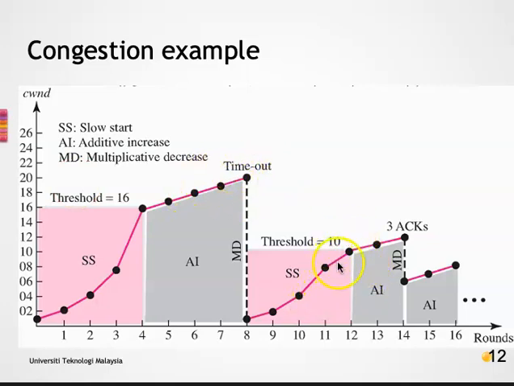And then upon reaching the threshold equal to 10, another additive increase phase will begin, up until round 14, where 3 duplicate acknowledgements are received. It will go back to half of the current congestion window size, which is 6. The congestion window will go back to 6. And the new additive increase phase will take place, and the congestion window size will be increased by 1. So this is basically what happened in this example.